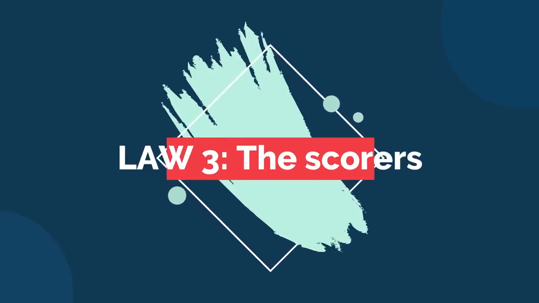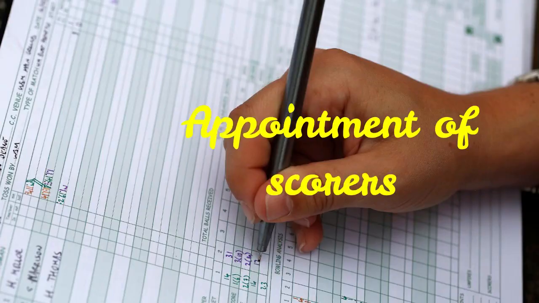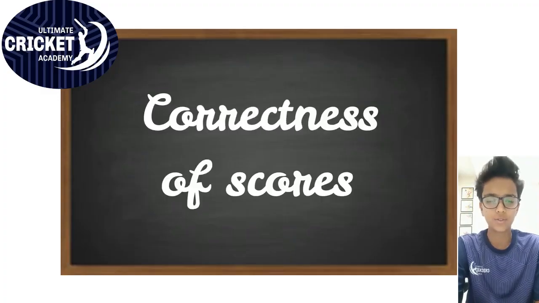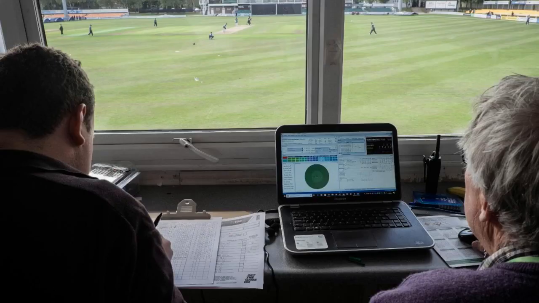Third law, the scorers. Appointment of scorers. Two scorers shall be appointed to record all runs scored, all wickets taken, and overs bowled. Correctness of scores. The scorers shall frequently check to ensure that the records agree. They shall agree with the umpires at least at the intervals other than the drinks breaks.